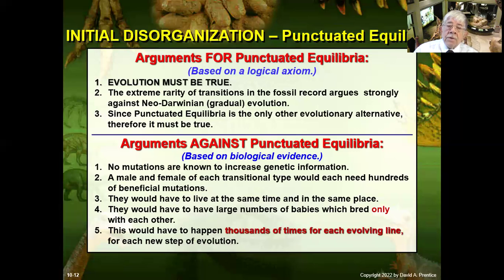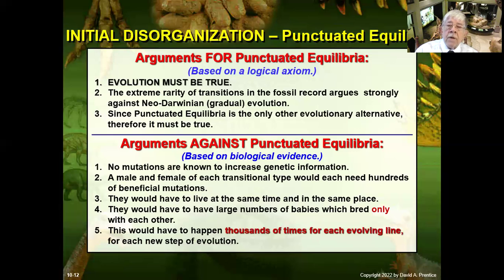Now, not only that, these two would have to live at the same time and in the same place. It doesn't do any good for one to be in Europe and one in North America. And in order for the babies to breed only with each other, the male and female are going to have large numbers of babies. And we've got this happened, okay? Now we've got a bird.